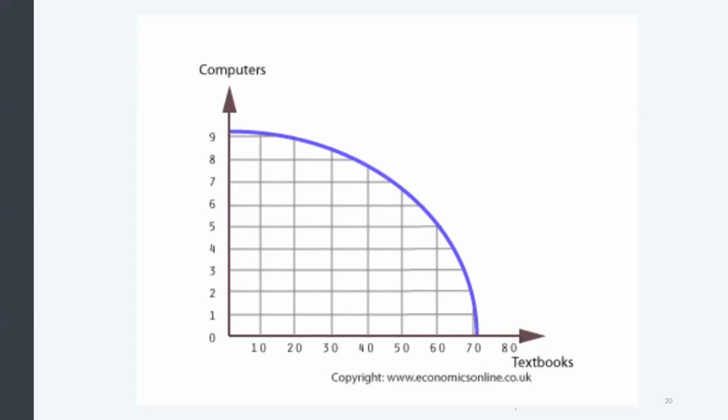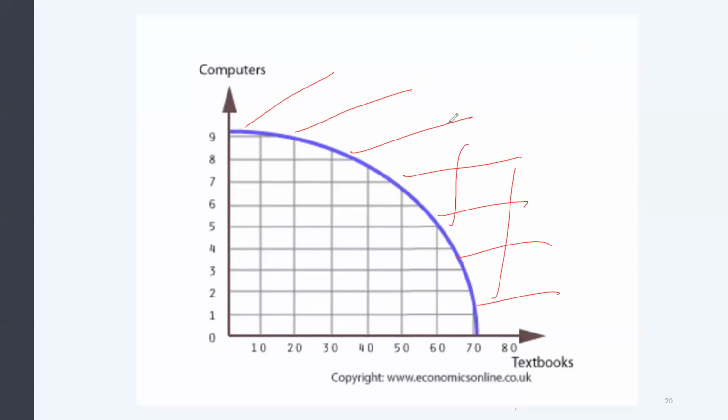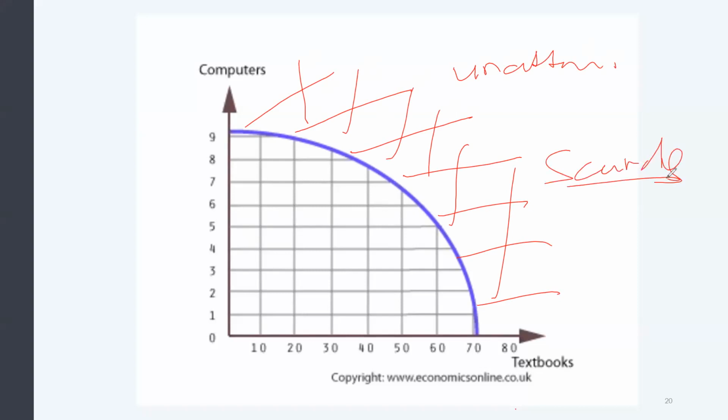We say that it represents the maximum combination of the products that can be produced given that all of the resources have been used. So the PPC means that because of scarcity, we cannot produce anything outside of the PPC. You see this area that I've highlighted in red? This is what we said is unattainable. So that's scarcity. Scarcity is represented by the area outside the PPC.